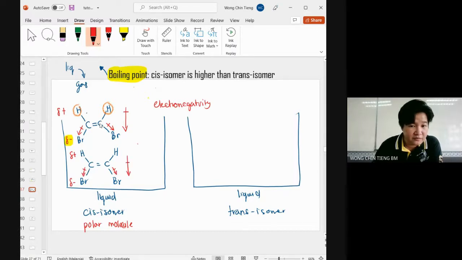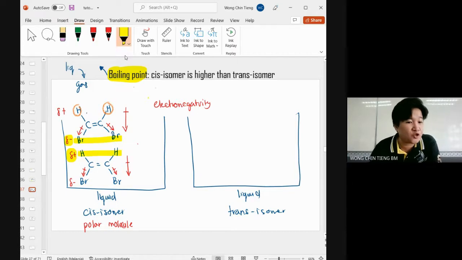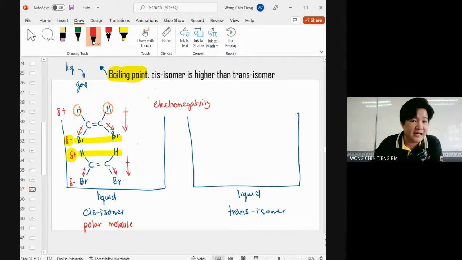Setuju? So what I want to insist over here is this. Kita ada partially negative, kita ada partially positive attracted to each other. Bila saya ada partially positive dengan negative, we will then result in what? We will then result in strong attraction forces. Alright, we will have strong attraction forces. Setuju?